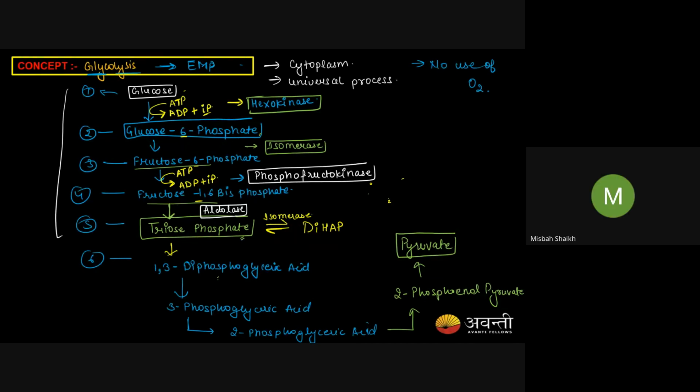Yes, ma'am. After triose phosphate, we are converting it into 1,3-diphosphoglyceric acid. It means we are adding 2 phosphates now. Triose phosphate is converted into 1,3-diphosphoglycerate, or we can also call it diphosphoglyceric acid. This is a very important step. In this step, we are making 2 NADH.